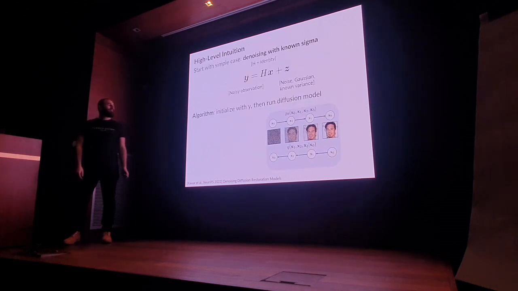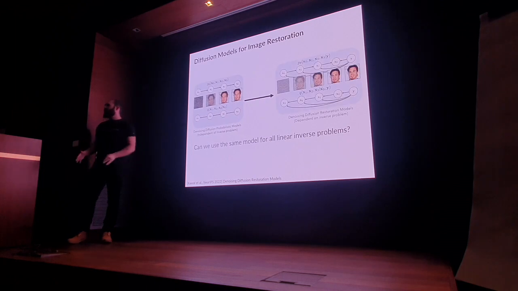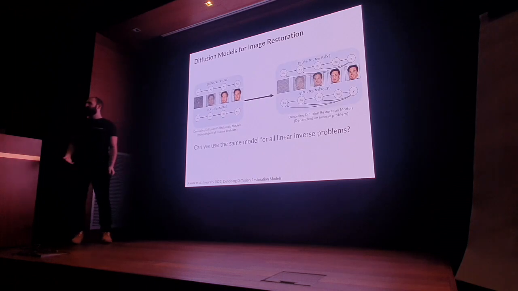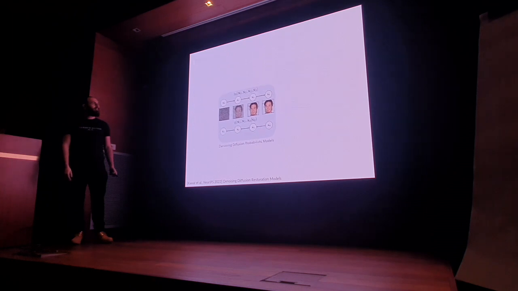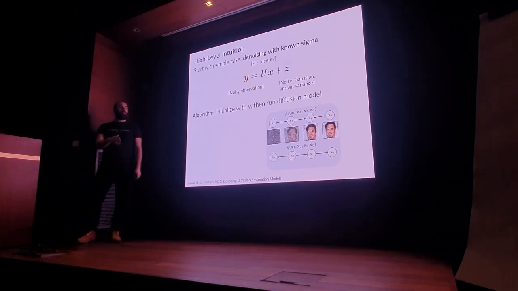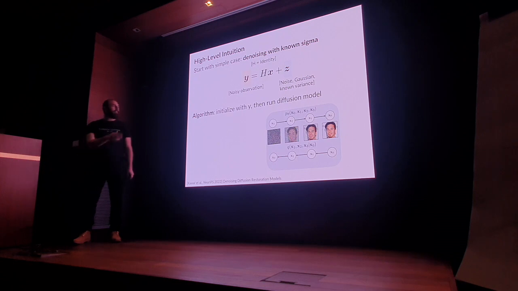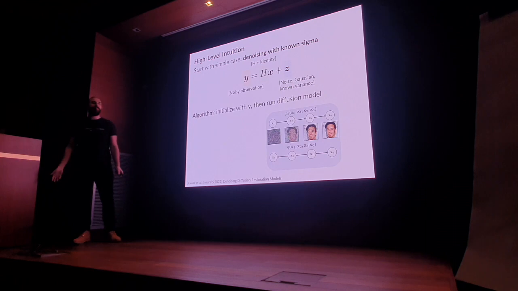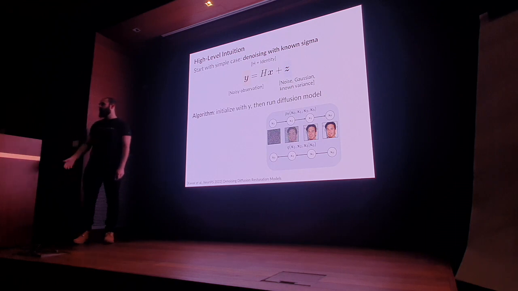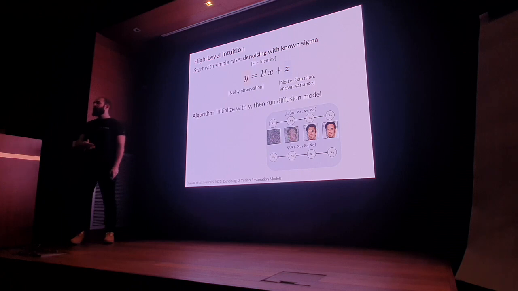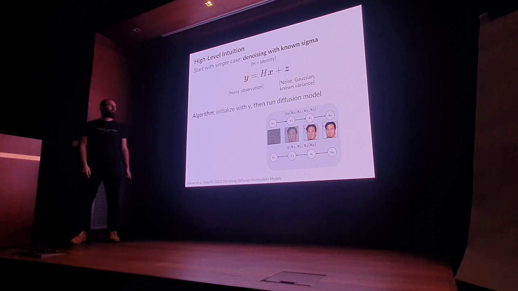So before I get into how we actually do that for any problem, I'm going to start with a simpler case. If you remember, we have our y equals Hx plus z. I'm going to start by assuming that H is just the identity matrix, so it doesn't exist, and my problem is simply denoising. y is a noisy version of x. I want to denoise it.